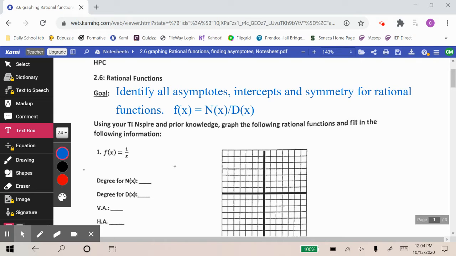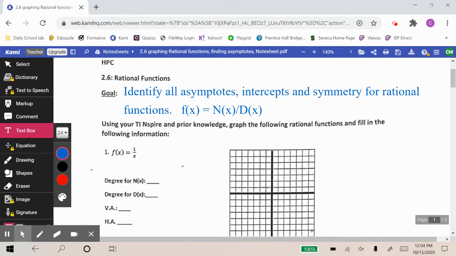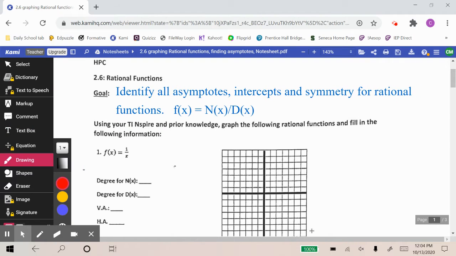All right, guys, for this video, we're not going to really focus on the graphing, but we are eventually going to graph rational functions, and we'll probably do this later in the week. Write down the goal. The main thing we want to do in this video is identify asymptotes, intercepts, and symmetry, so we can use what we did in the last couple of video lessons, and then eventually we'll focus more on graphing the shapes here.